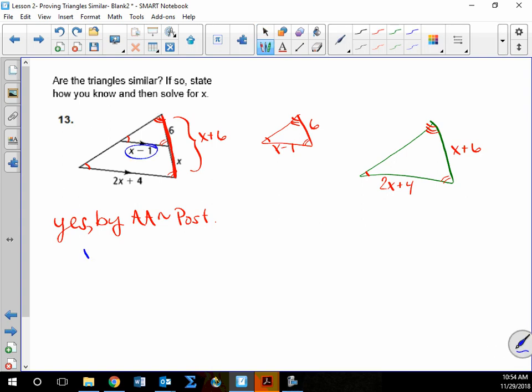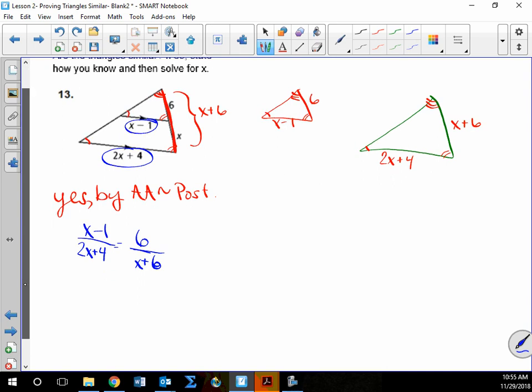So x minus 1, so 2x plus 4. I did bottom of the small, bottom of the big, equals side of the small, 6, side of the big, which is x plus 6. Again, you could have gone in a different order. It does not matter as long as you're consistent. I could have done 6 to this, and then x plus 6 to that one, or I could have gone bottom to top, or top to bottom. Alright, let's go ahead and solve this one.